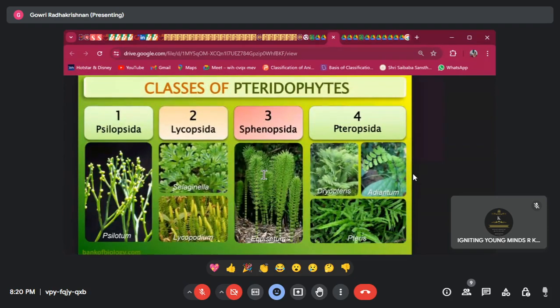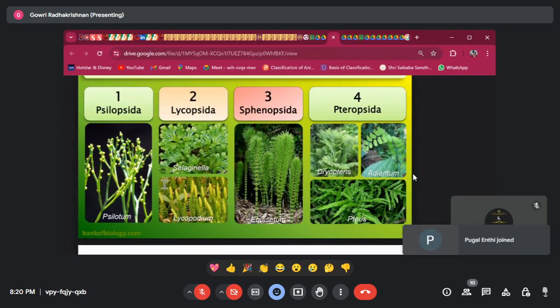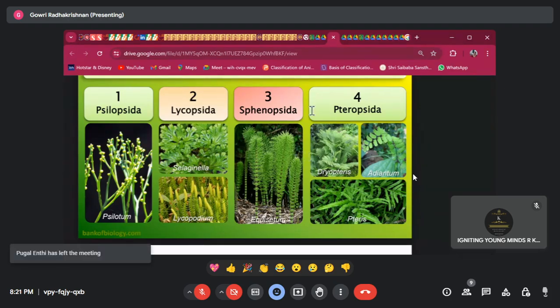And then classes of pteridophytes: Psilopsida, Lycopsida, Sphenopsida, and Pteropsida. Four classes are there. And then Selaginella comes in Lycopsida. Equisetum comes in Sphenopsida. So that's all about the pteridophytes.